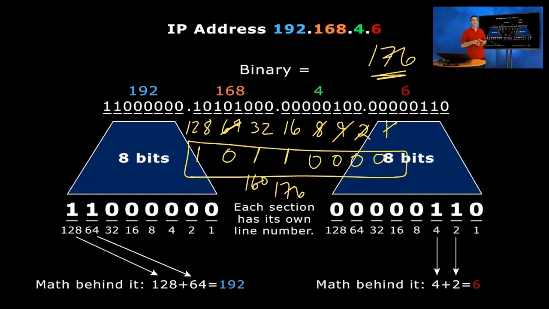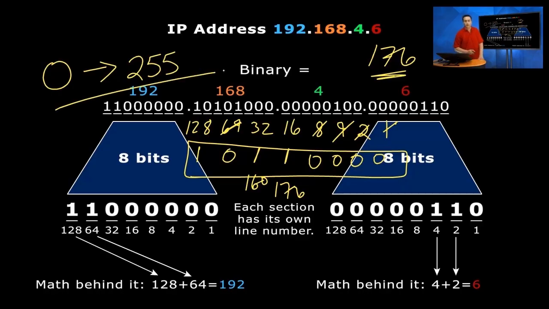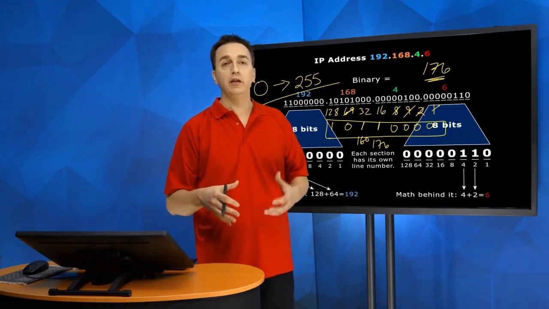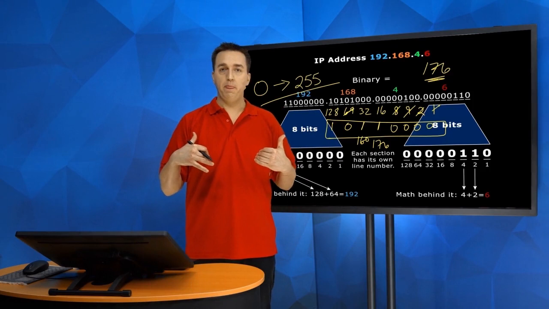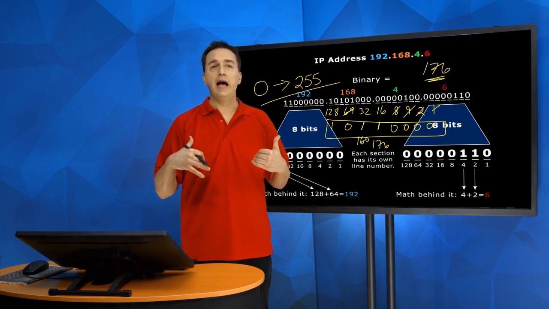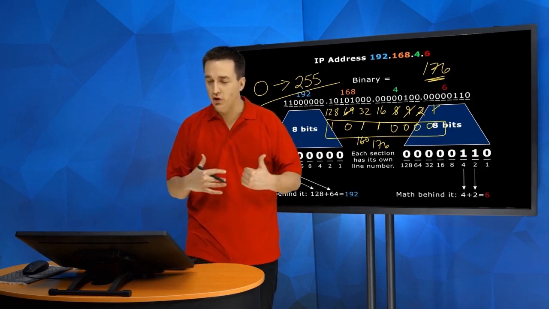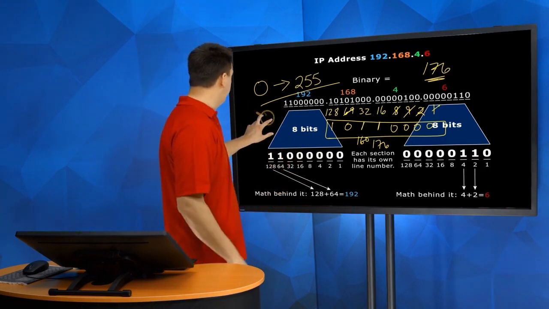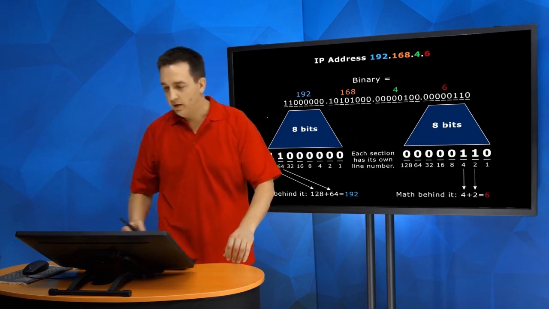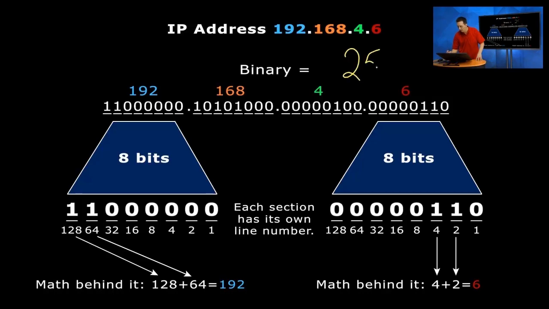So what I recommend is that you take some time, grab any decimal number from 0 to 255 and practice converting it to binary. Now, why did I stop at 255? I'm going to show you that now. Why stop at 255? Let's clean this up. Well, what if I had a value of 255?